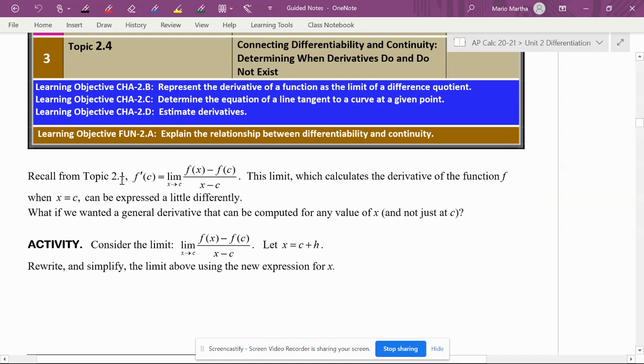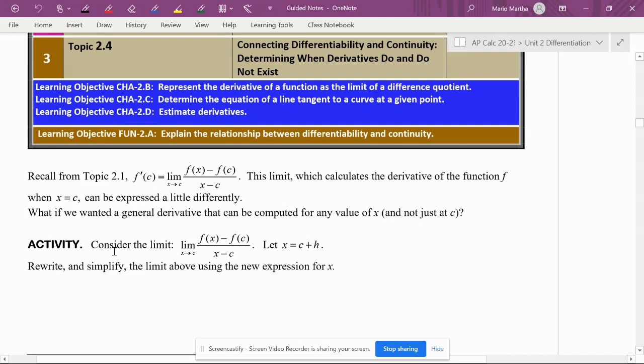Recall from topic 2.1, f prime of c is equal to the limit as x approaches c of f of x minus f of c over x minus c. This limit, which calculates the derivative of the function f where x is equal to c, can be expressed a little differently. Now, what if we wanted a general derivative that can be computed for any value of x and not just at c?